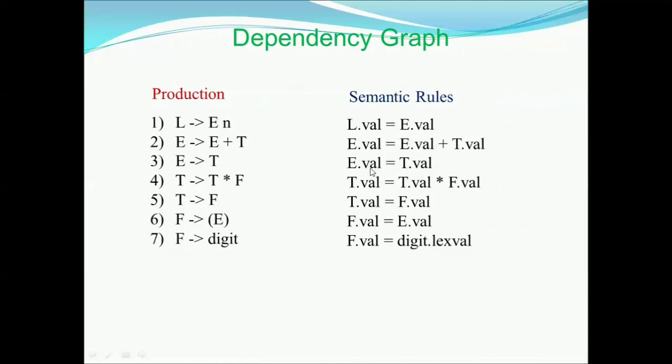Now my E dot value will get its value from T dot value. My T dot value will get its value from T dot value multiplied by F dot value. T dot value will get it from F dot value. F dot value will get it from E dot value. F dot value will get it from digit dot lexval. Because all these things are getting their value from right to left, that is nothing but from bottom to top, the dependency graph should have an edge from bottom to top.